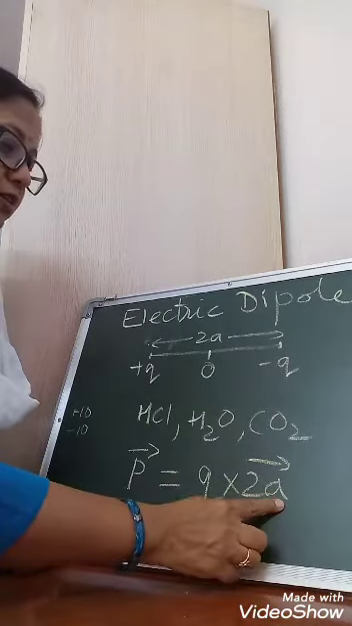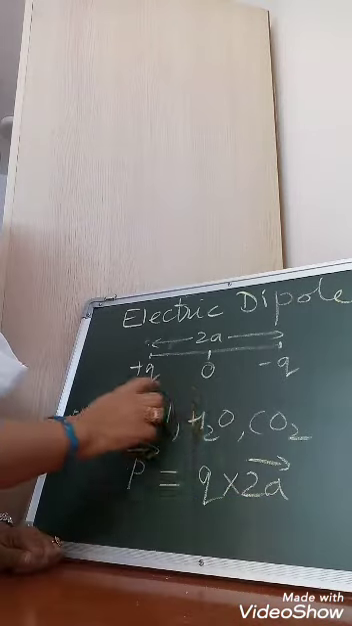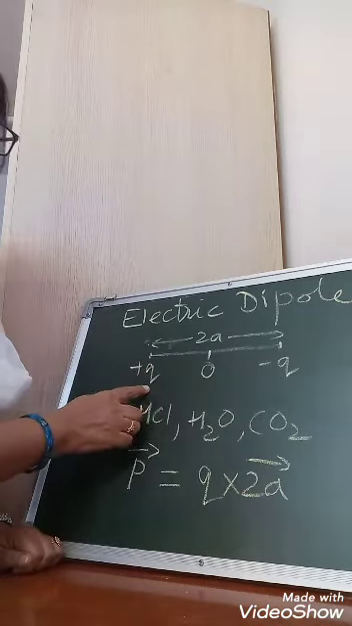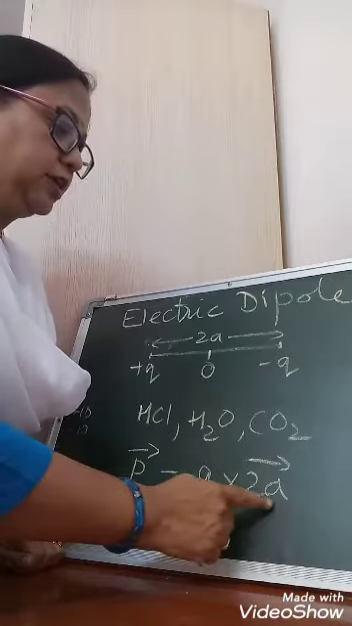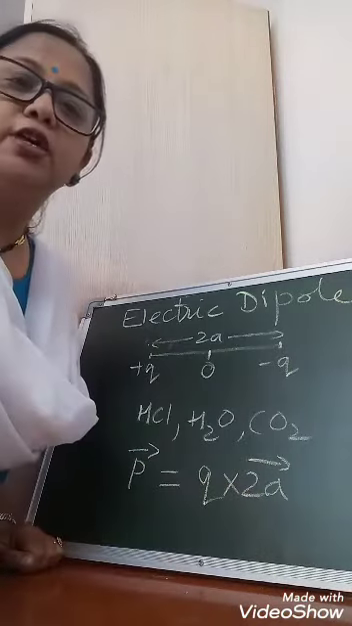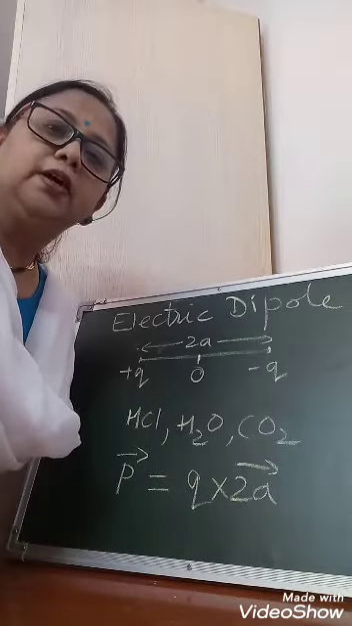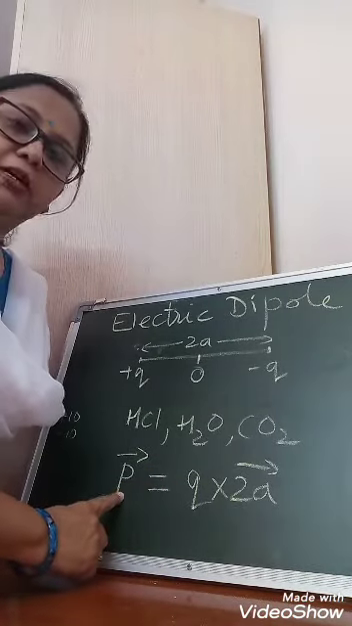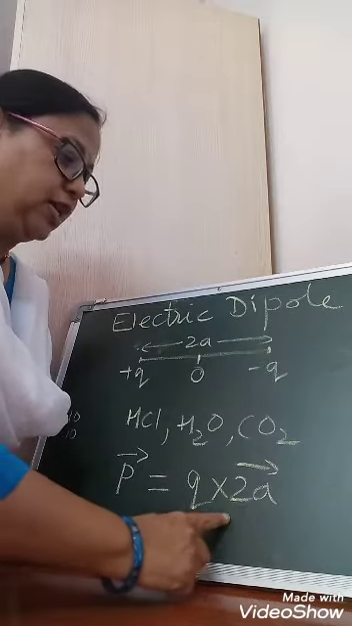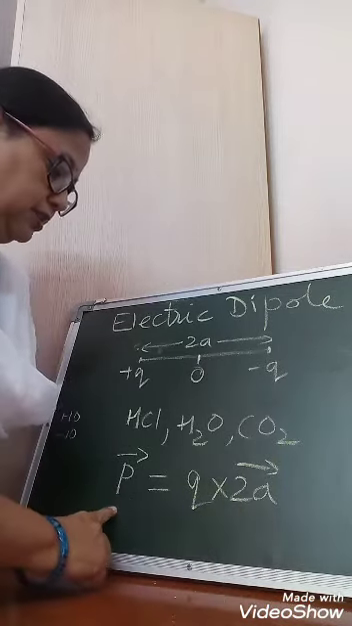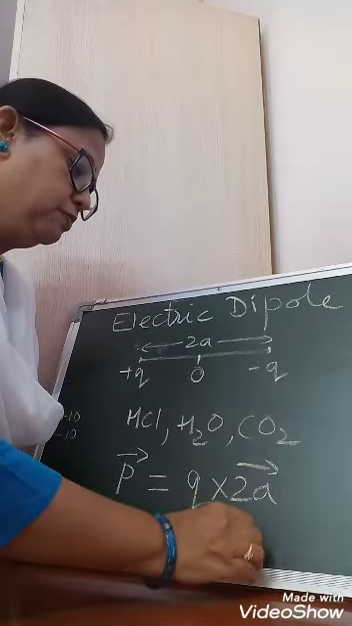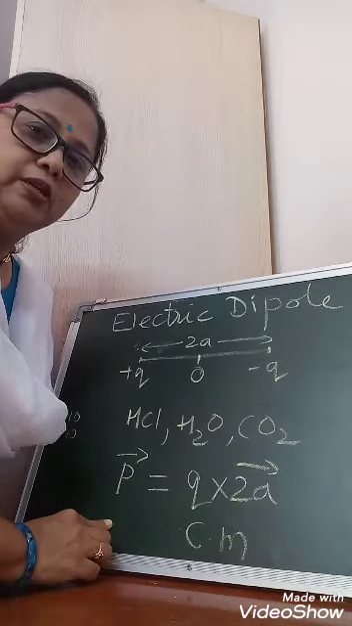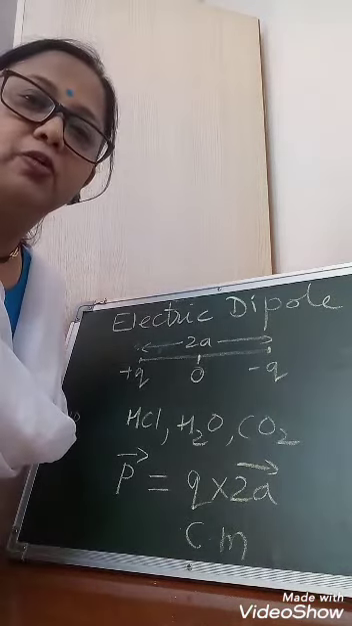Now this 2a vector is taken from minus charge to plus charge. It is a convention to take the direction of the dipole moment vector, that is the 2a vector, from minus q charge to plus q charge. So the dipole moment is a vector quantity. It is given by the product of charge and separation between the charges, by the formula p is equal to q into 2a, and so the unit of electric dipole moment is coulomb meter. Electric dipole moment is a vector quantity.